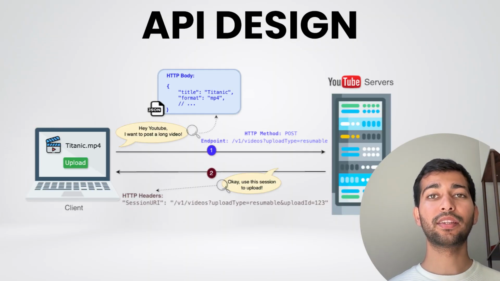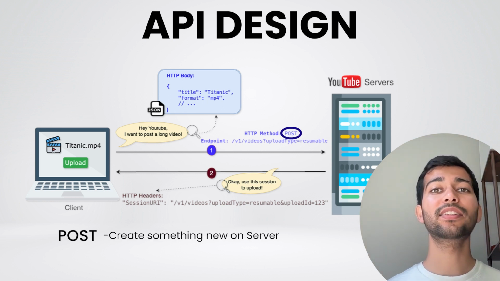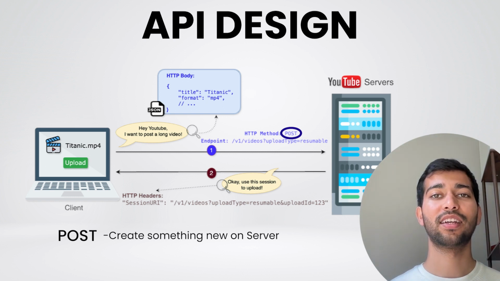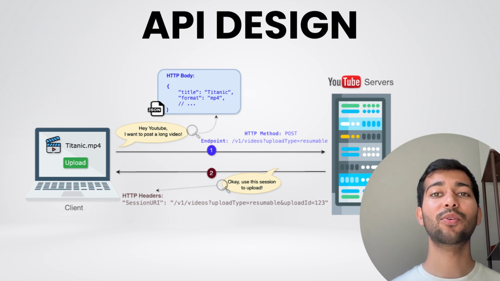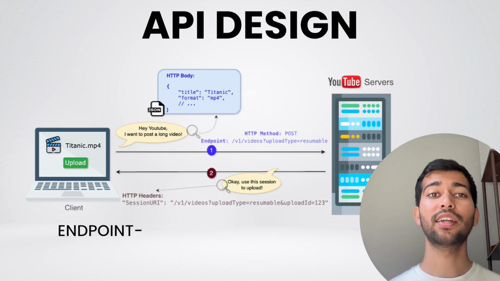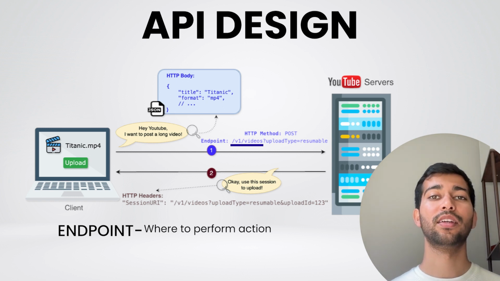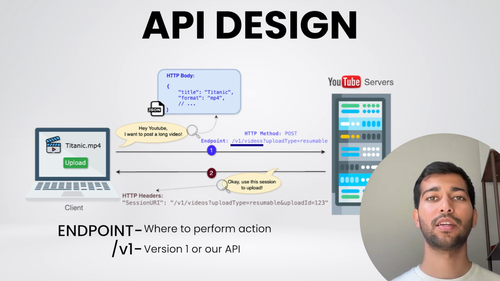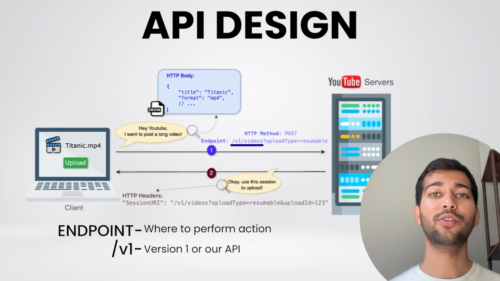The HTTP method is a post. Why so? Because the client is trying to create something new on the server. In this case, video or the video metadata. The second is the request endpoint. Endpoint tells the server where to perform that action. Since we are creating video metadata, we use /v1/videos endpoint of the server. /v1 is for versioning, that is version 1 of our API. And since we are creating video related data, we need the /videos endpoint.